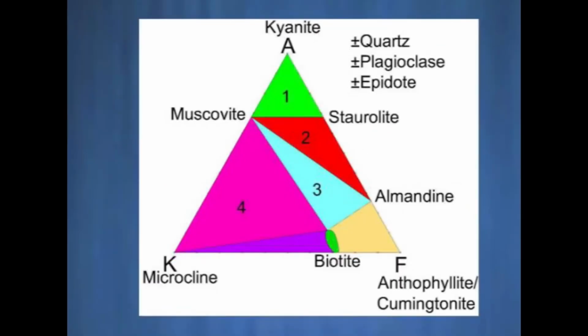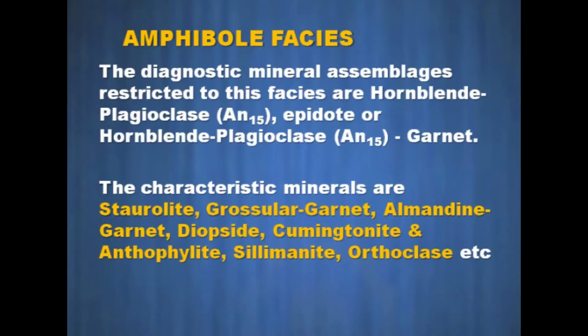Now switch to a higher grade of metamorphism, that is your amphibolite facies. The appearance of staurolite is the indicator of the upper limit of the greenschist facies and the beginning of the amphibolite facies. The diagnostic mineral assemblages restricted to this facies are hornblende plus plagioclase (anorthite 15%) with or without epidote, or second, hornblende plus plagioclase (anorthite 15%) plus garnet.